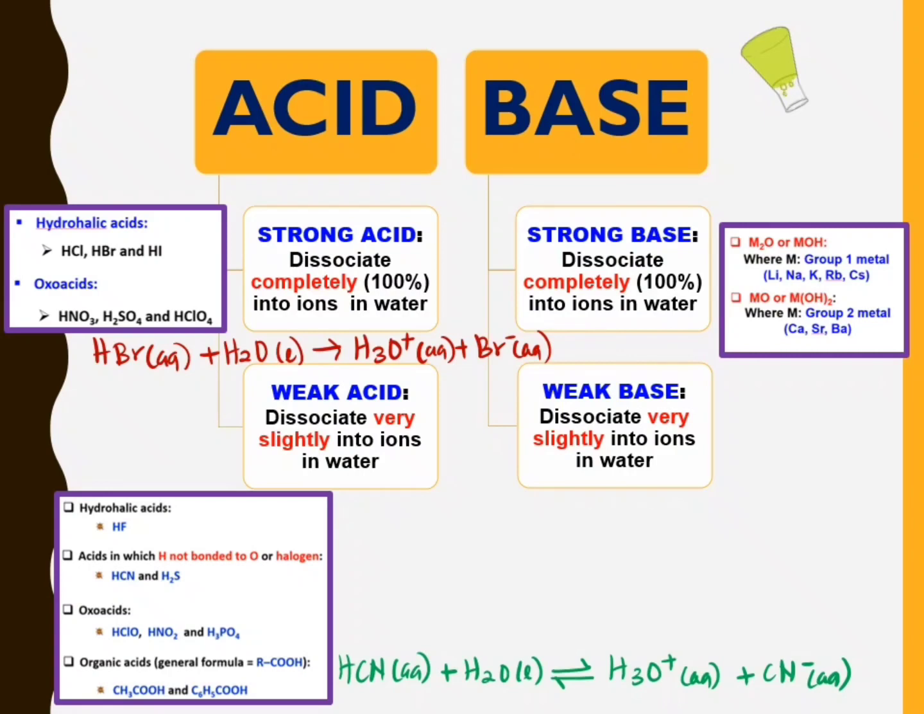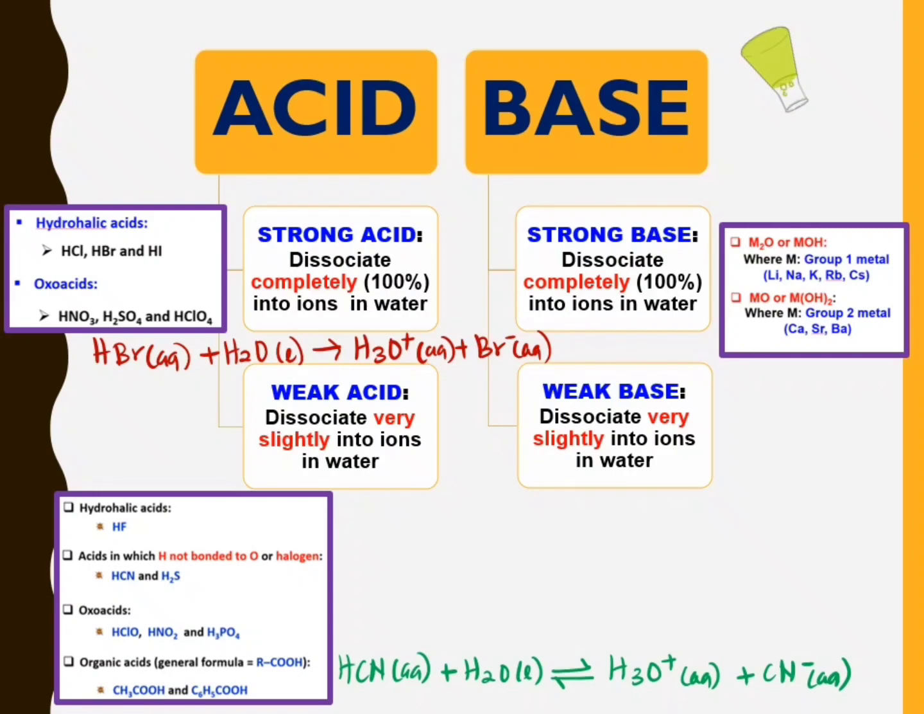Strong base, macam mana nak kenal? Normally dia terdiri daripada metal. When metal combine with OH, for example like sodium hydroxide, okay, magnesium hydroxide, potassium hydroxide, calcium hydroxide. So group 1, group 2 metal, when combined with OH, it will become strong base. So strong base also we need to use the straight arrow.